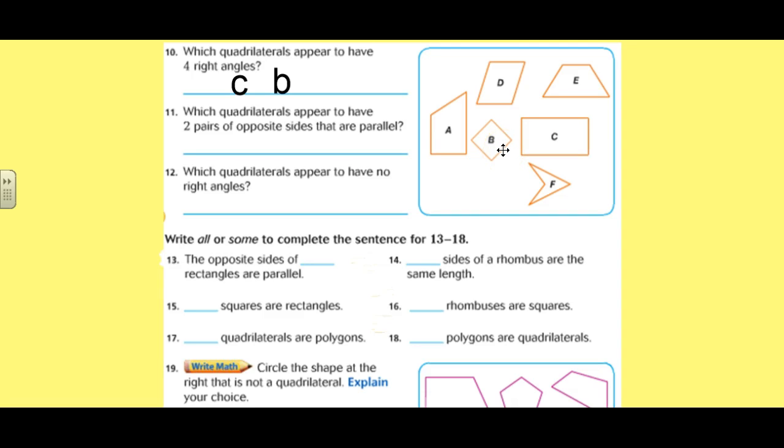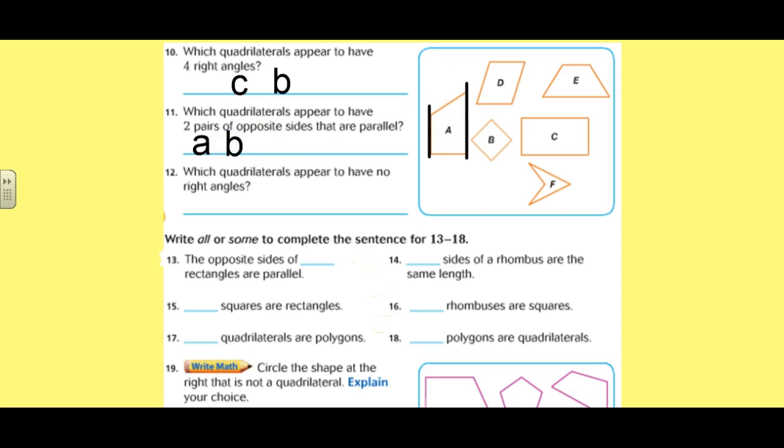Number 11 says, which quadrilaterals appear to have 2 pairs of opposite sides that are parallel? So let's just start with shape A. You can see right here on shape A that this side and this side, they're opposite sides, and if these lines were to keep going, they would never meet. So we're going to put shape A, and then we're going to move on to shape B. Shape B, we said, was a square. It's just kind of turned sideways, so we know that on a square, all of the opposite sides are parallel. So now we're going to put shape B has 2 pairs.